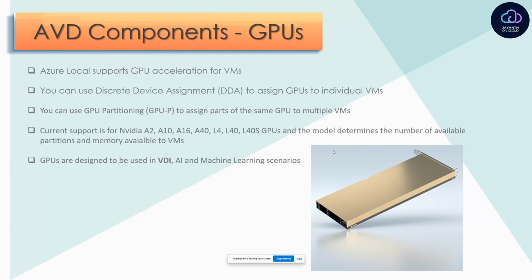So GPUs are designed for VDI. Obviously, we also talk about use cases like AI and machine learning, which you shouldn't forget, because some customers really do need those, particularly in edge locations as well. But primarily, and certainly for AVD, we're talking about VDI support and GPUs.